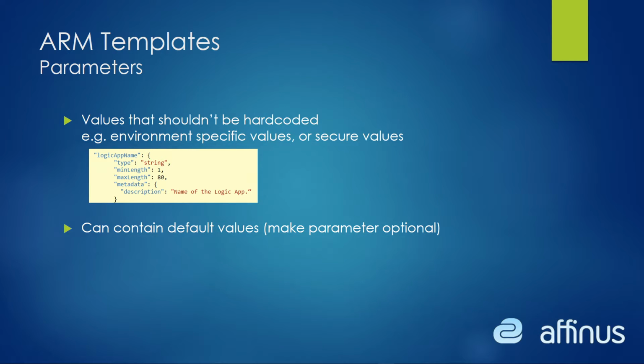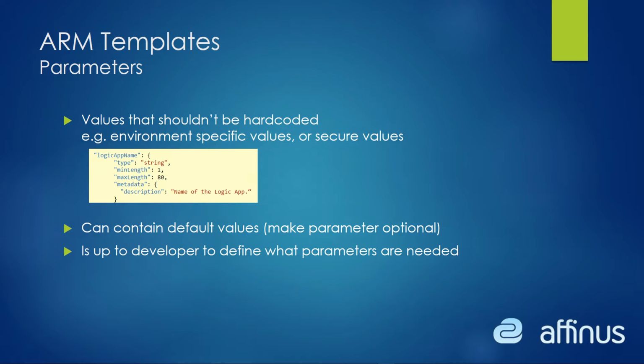Now a parameter can also contain default values. If it's got a default value, that makes the parameter optional, so you don't need to supply a value for it. If it doesn't have a default value, then at the time you execute the ARM template, it will ask you to provide a value for the parameter, and if you don't, it will raise an exception.